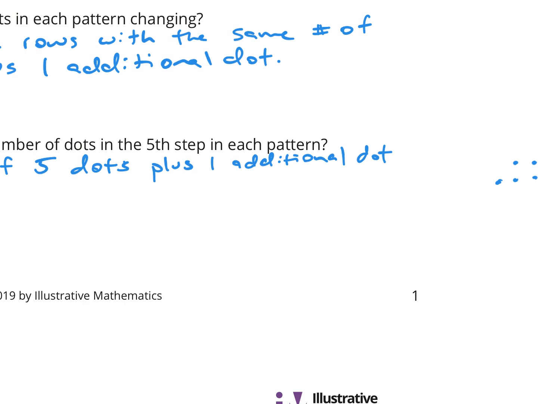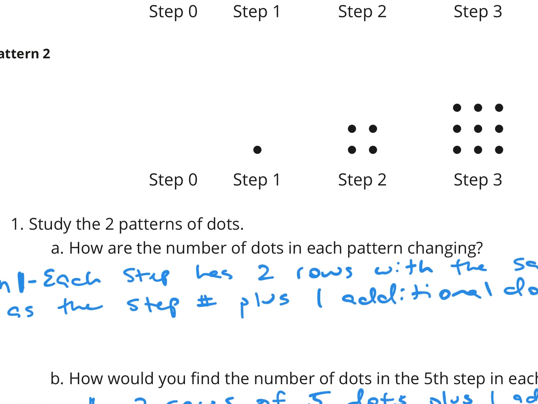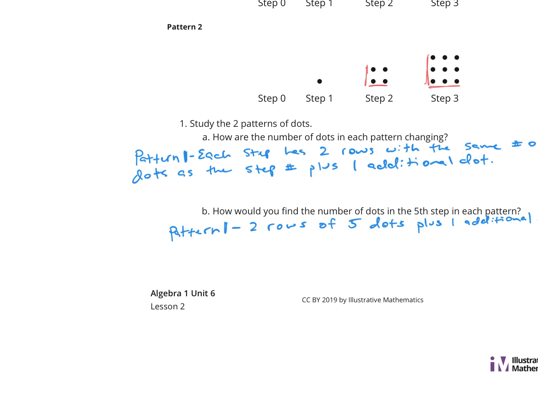Okay, let's take a look at pattern 2. For pattern 2, each step has as many rows and columns as the step number. So step 0 has nothing. Step 1 has 1 row by 1 column. Step 2 has 2 rows by 2 columns. Step 3 has 3 rows by 3 columns. So this is pattern 2.